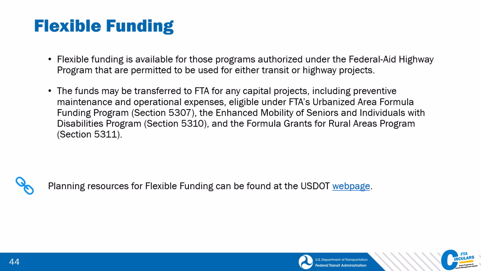The funds may be transferred to FTA for any capital projects, including preventative maintenance and operational expenses eligible under FTA's Urbanized Area Formula Funding Program, Section 5307, the Enhanced Mobility of Seniors and Individuals with Disabilities Program, Section 5310, and this one, the Formula Grants for Rural Areas Program, Section 5311. Additional planning resources for flexible funding can be found at the linked USDOT webpage.